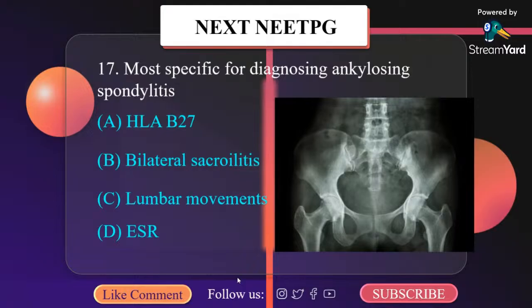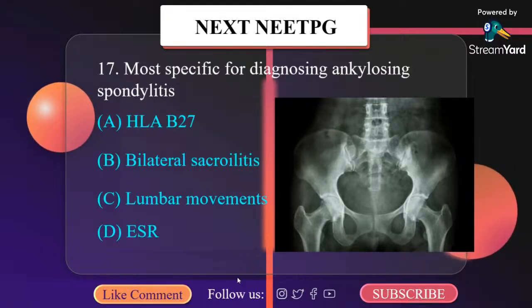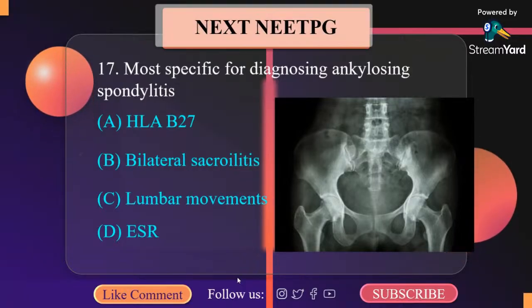More specific for diagnosing ankylosing spondylitis is HLA-B27, bilateral sacroiliitis, lumbar movements, ESR. It is bilateral sacroiliitis.